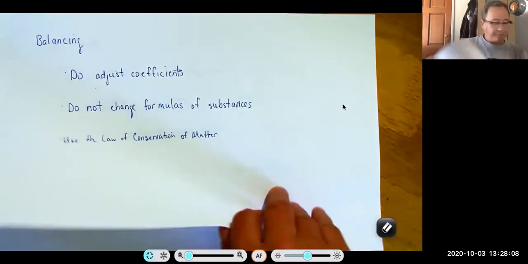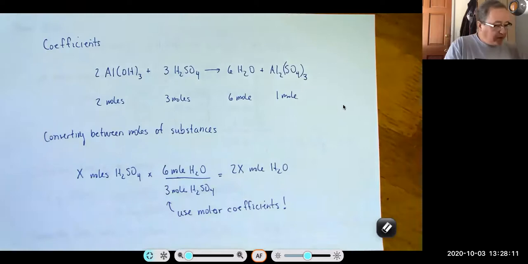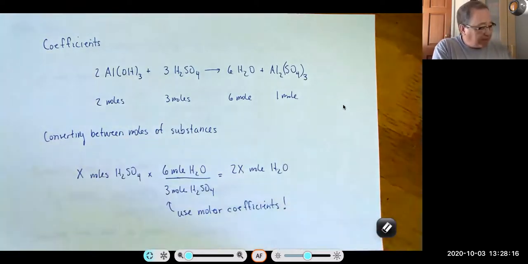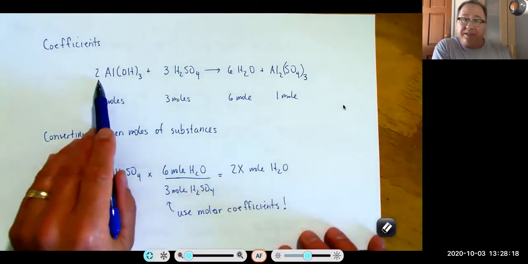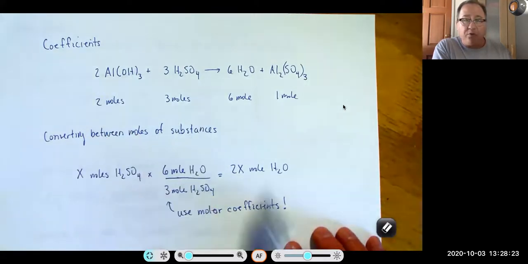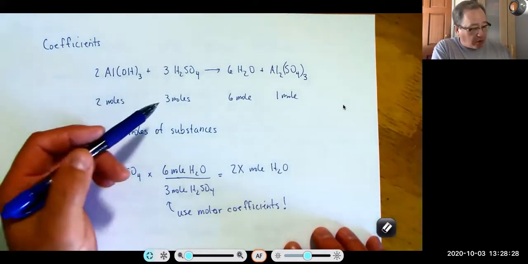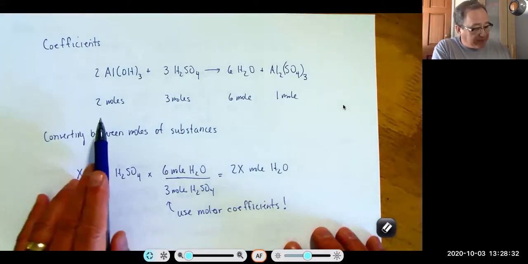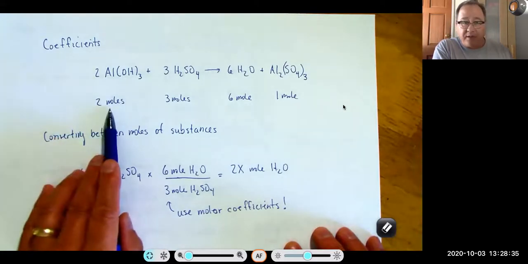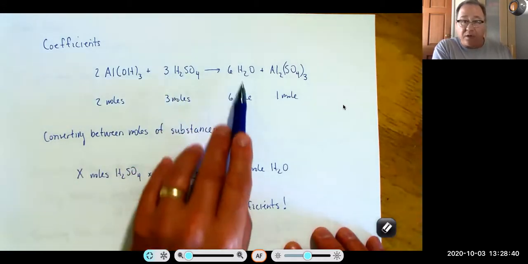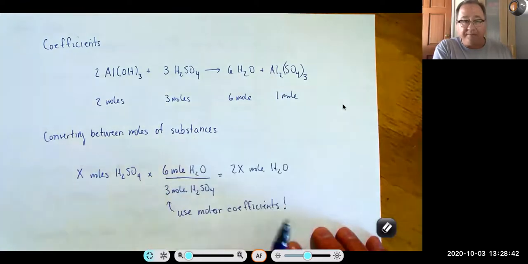Okay, coefficients. Here's a balanced reaction between aluminum hydroxide and sulfuric acid. And the coefficients are 2, 3, 6, and 1 respectively. We need to understand that these coefficients can represent moles of substances rather than just numbers of molecules or formula units. So for stoichiometry, we like to think of this as being 2 moles of aluminum hydroxide react with 3 moles of sulfuric acid to make 6 moles of H2O and 1 mole of aluminum sulfate.